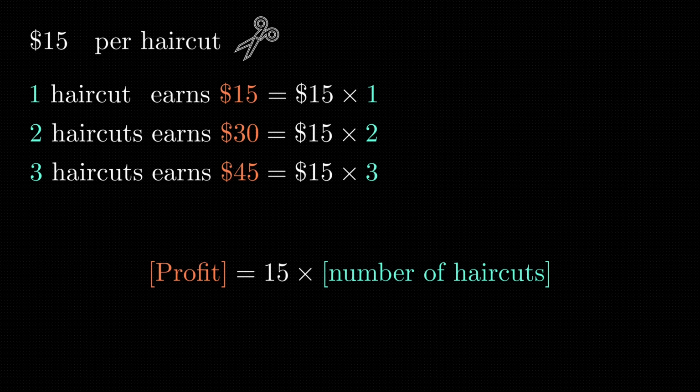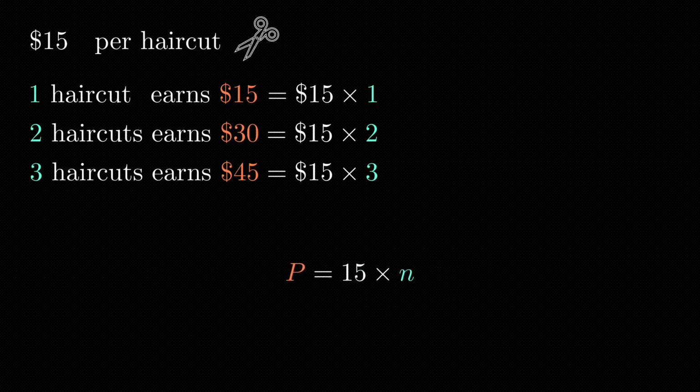Now, we'll be doing much more math with this equation, so I don't want to write out these entire phrases each time. Therefore, we'll be using variables, like so. Variables are simply letters that we use to represent quantities that can take on multiple values, in this case profit and number of haircuts. We're calling the profit the letter P, and the number of haircuts the letter N. In the calculations that we did above, we chose N to be 1, 2, and 3, and we computed their corresponding P values.